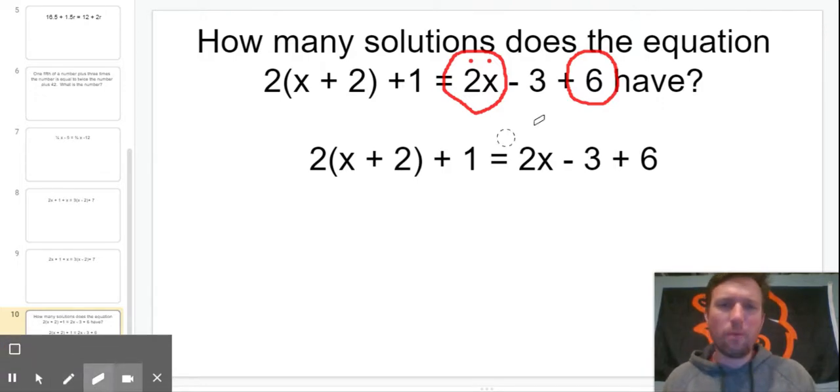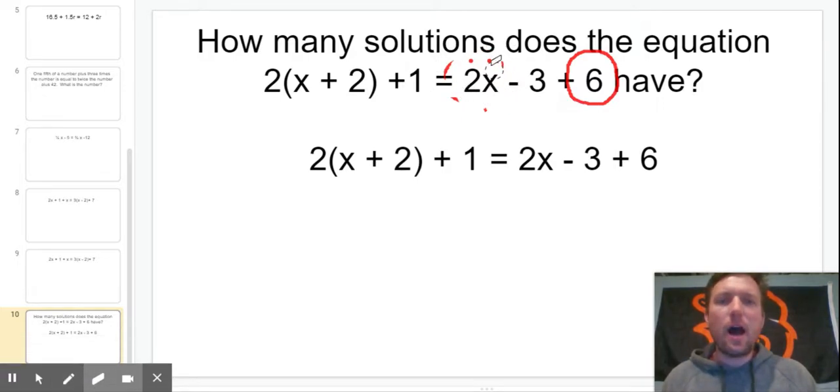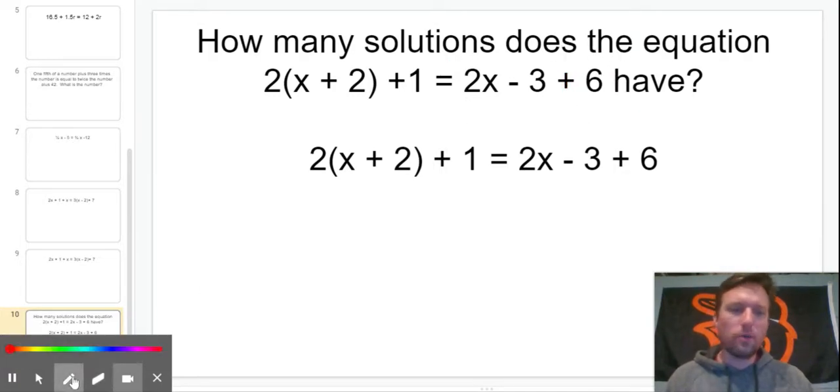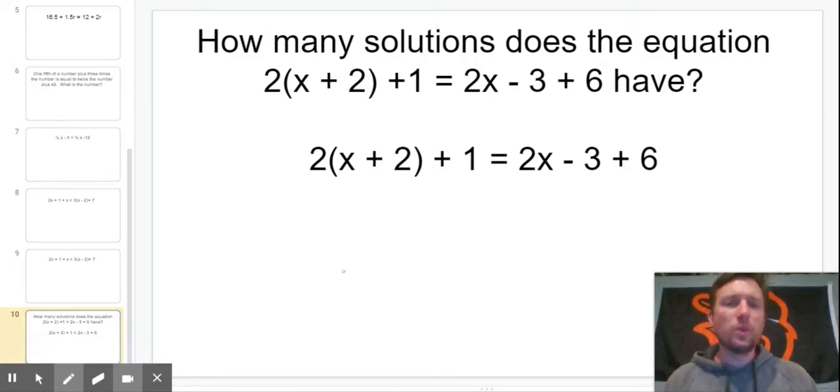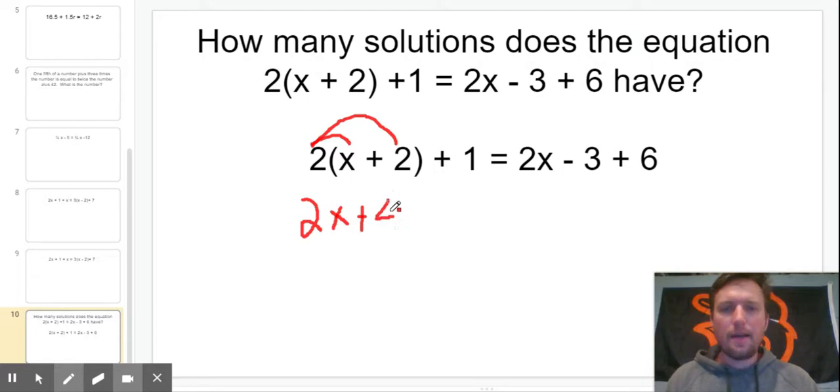So let's look at how we're going to do this and then see whether or not this equation has multiple solutions, one solution, or no solutions. And those are kind of our options. So when I look at this equation here, I see these parentheses. When I see these parentheses, I need to do the distributive property of multiplication. So 2 times x would be 2x, and then I have 2 times 2, that would be plus 4, and then I have plus 1.